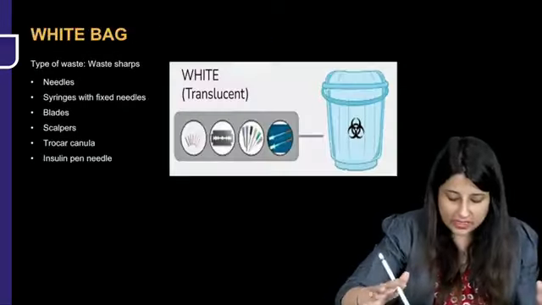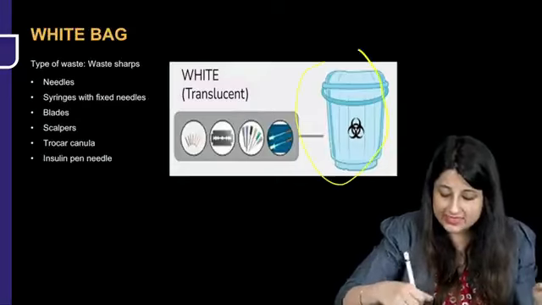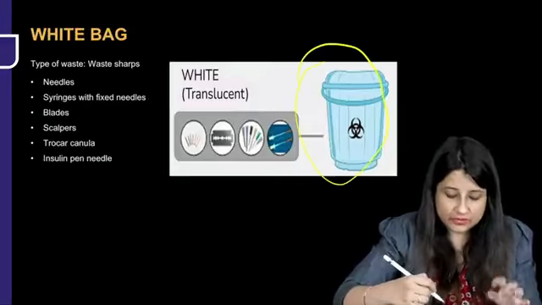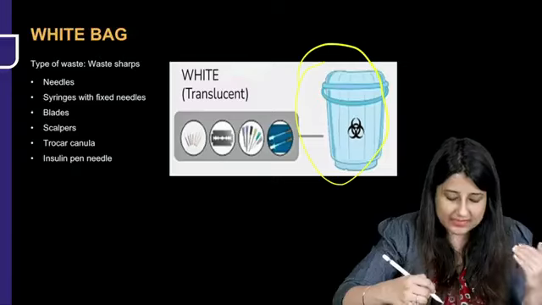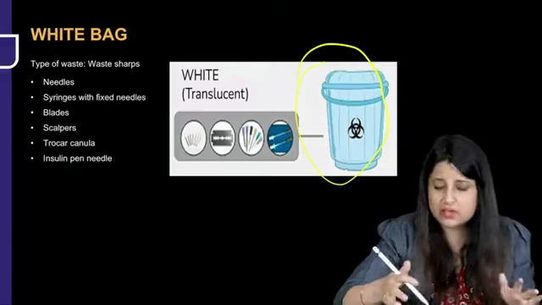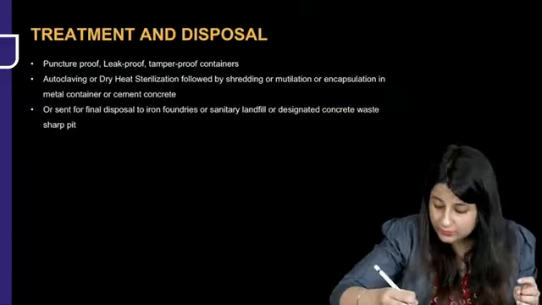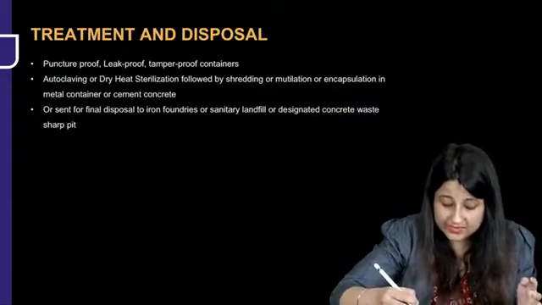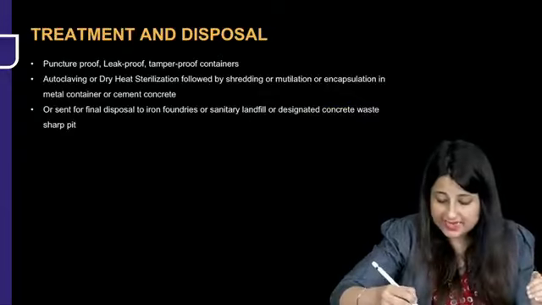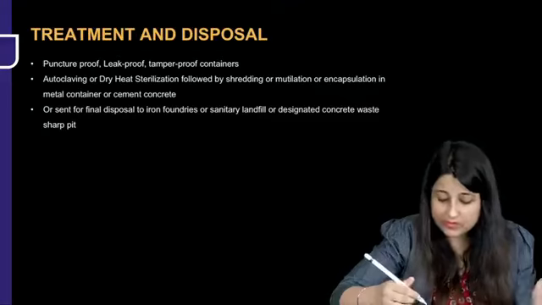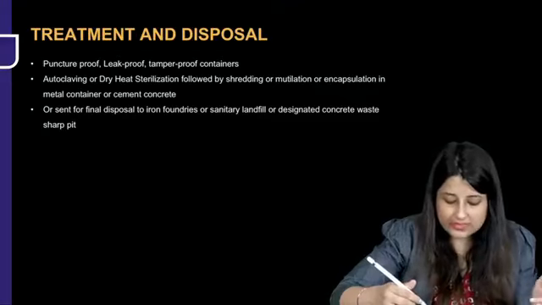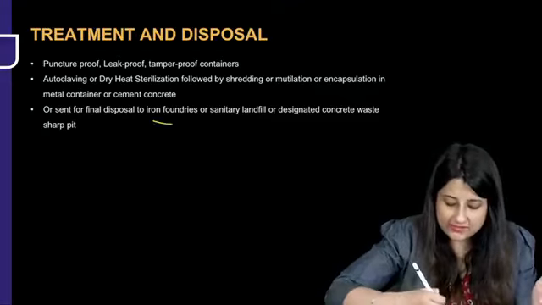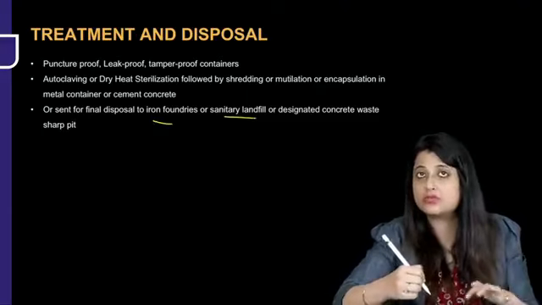In the white bag all the sharps go, this is actually a white container: needles, syringes with fixed needle, blades, scalpels, cannula, insulin pen, syringes, whatever. Treatment is in puncture proof, leak proof, tamper proof containers. You can autoclave or do dry heat sterilization followed by shredding or mutilation, or send for final disposal to iron foundries or sanitary landfill also sometimes.